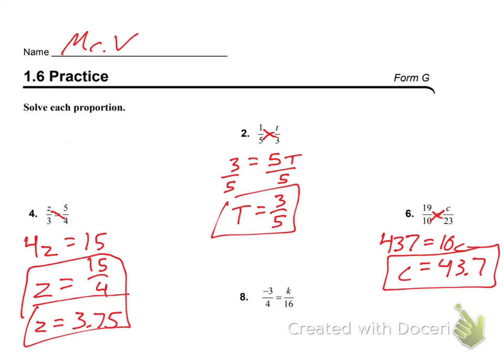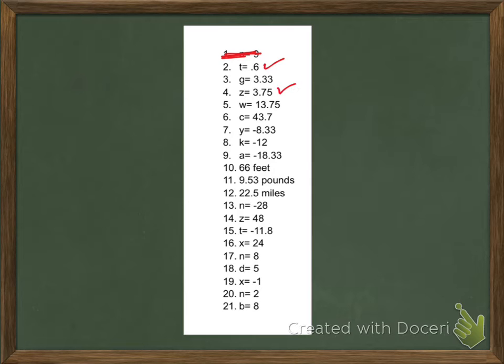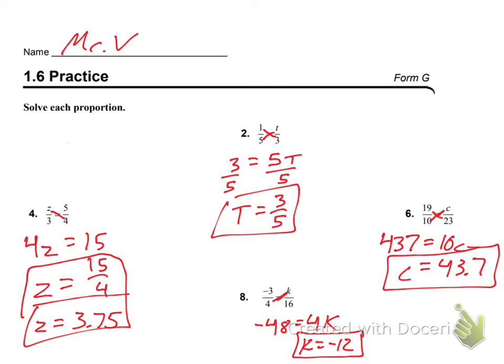All right, negative 3 times 16 is equal to negative 48, is equal to then this one right here, which is 4k. So I'm going to do negative 48 divided by 4, and I get k is equal to negative 12. So check our answers here. We've got 3.75, 4.0, so that one's good. 43.7 right there is good, and k is equal to negative 12. And we're good to go.